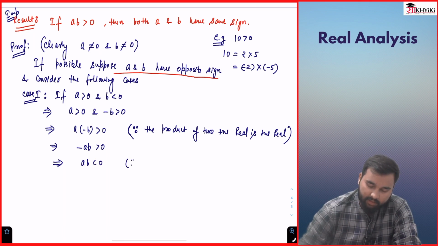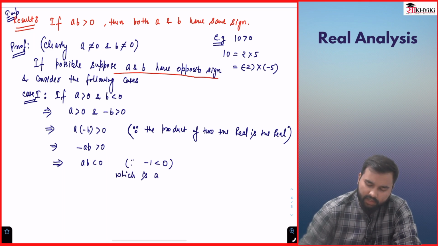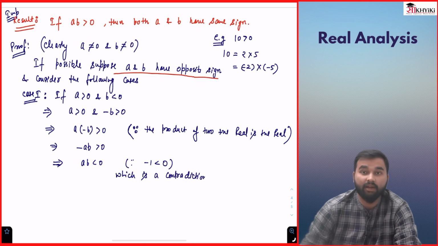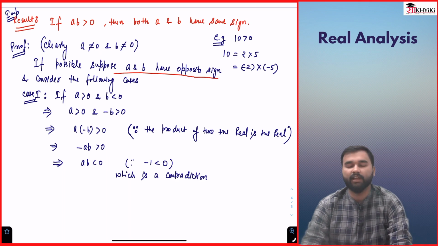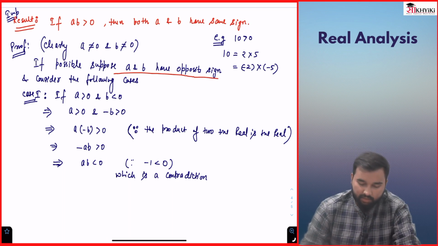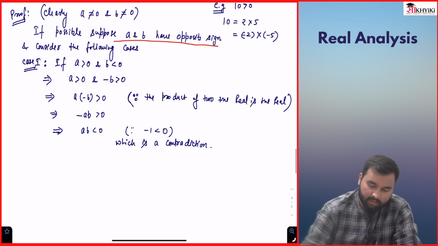Why? Since we multiplied this inequality with what? Negative 1, which is a contradiction, right? Yes, why is it a contradiction? Since we have the product of A and B must be greater than 0. So, yes, okay. Now move to the second case.